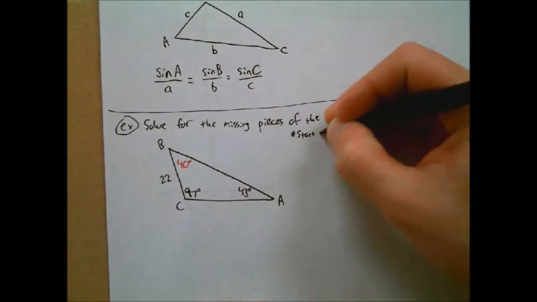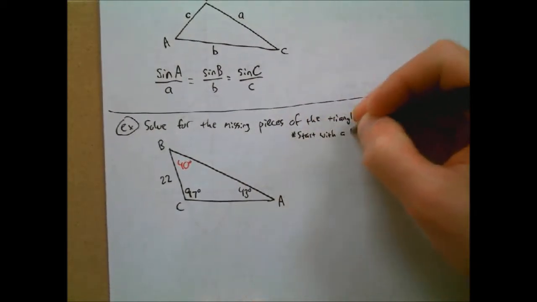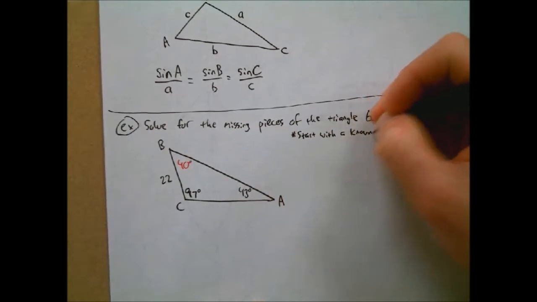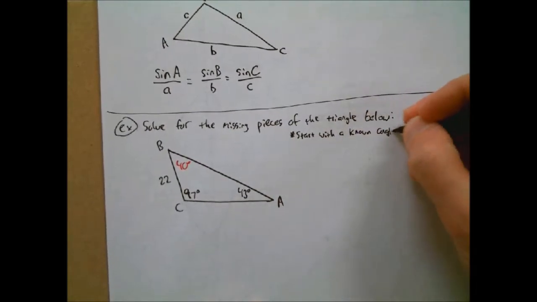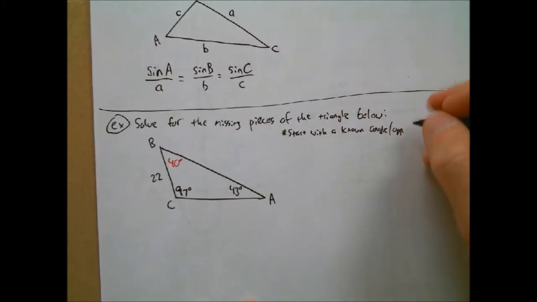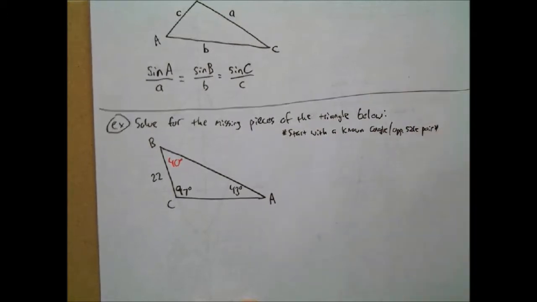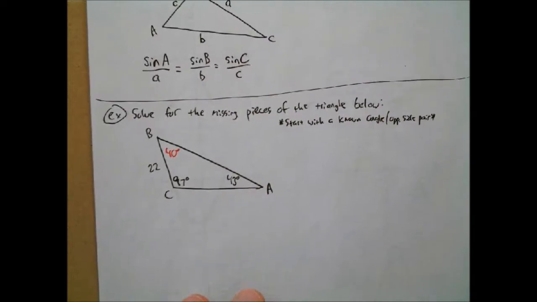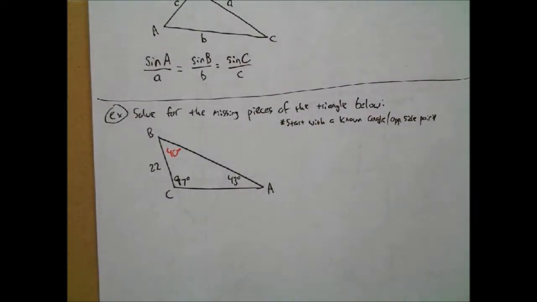with a known angle / opposite side pair. Okay, so when you're solving using law of sines, you always want to start with a known angle / opposite side pair. So in this case, what is the pair of angle and opposite sides that we know?